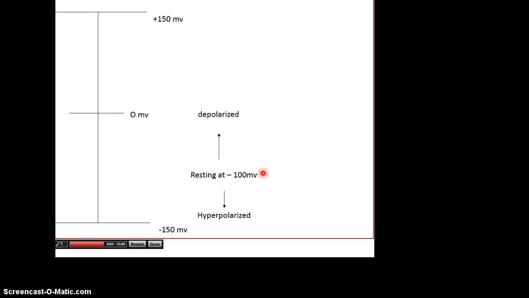So all of your cells are always a little bit negative on the inside. If they become less negative on the inside, we call that depolarization, or becoming depolarized. If they become more negative on the inside, then we say they are hyperpolarized. So that is the forces behind the resting membrane potential.